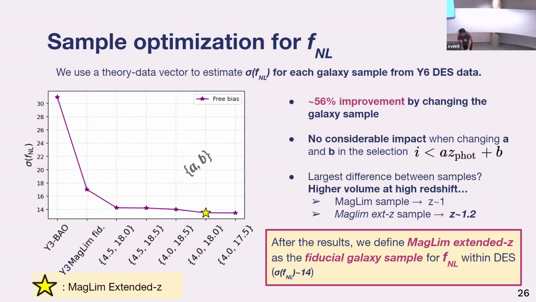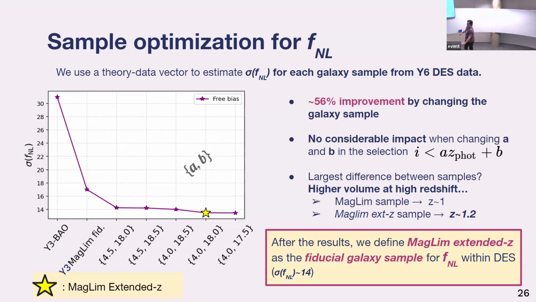So in here, you can see the main results from this part. We use basically a theory data vector forecast for each of the combinations from changing A and B using Y6 DES data. And here you can see basically how the constraint on FNL changes for different galaxy samples. So in the first point, we have the Y3 BAO galaxy sample. Then in the second point, we have the Y3 MagLim fiducial galaxy sample. And then in the other points, we have how the constraint changes from selecting different values of A and B in the selection.